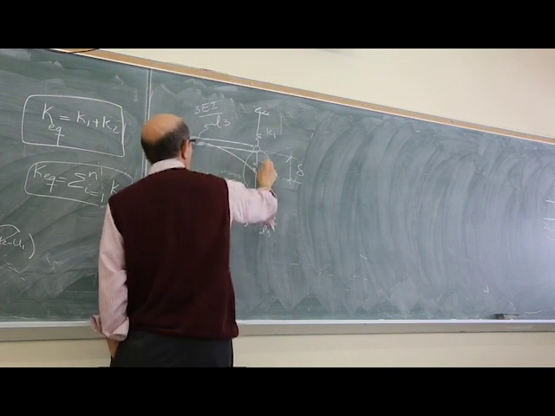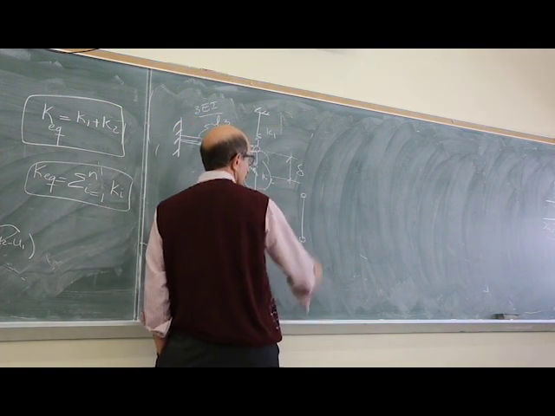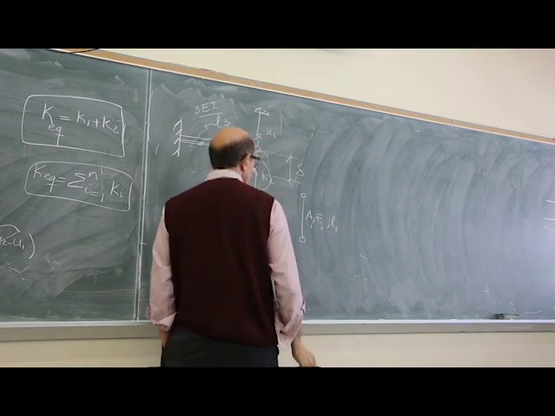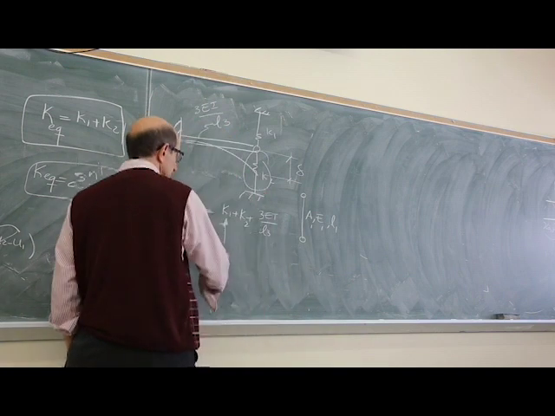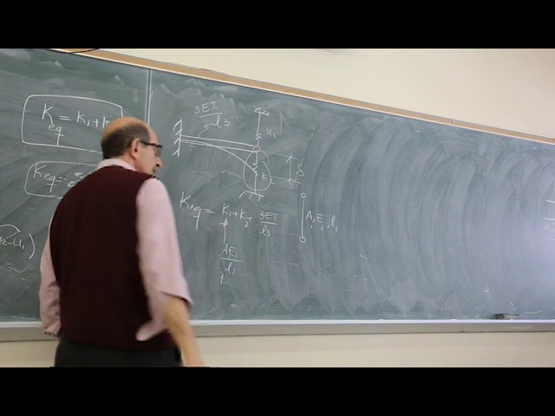So these can be bars. For instance, this can be a 2-force member like this, A, E1, L1. So this K1 would be A1 E1 over L1. That's all.